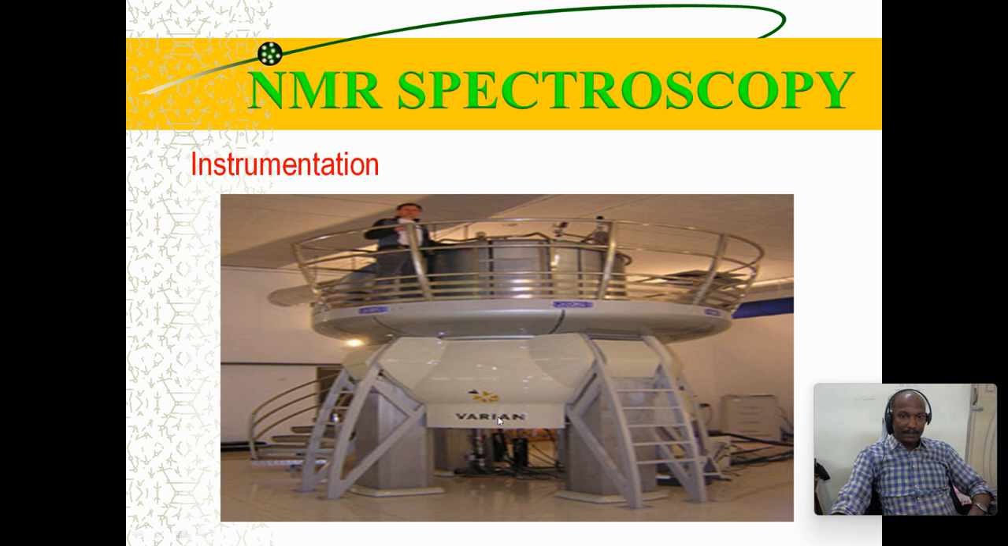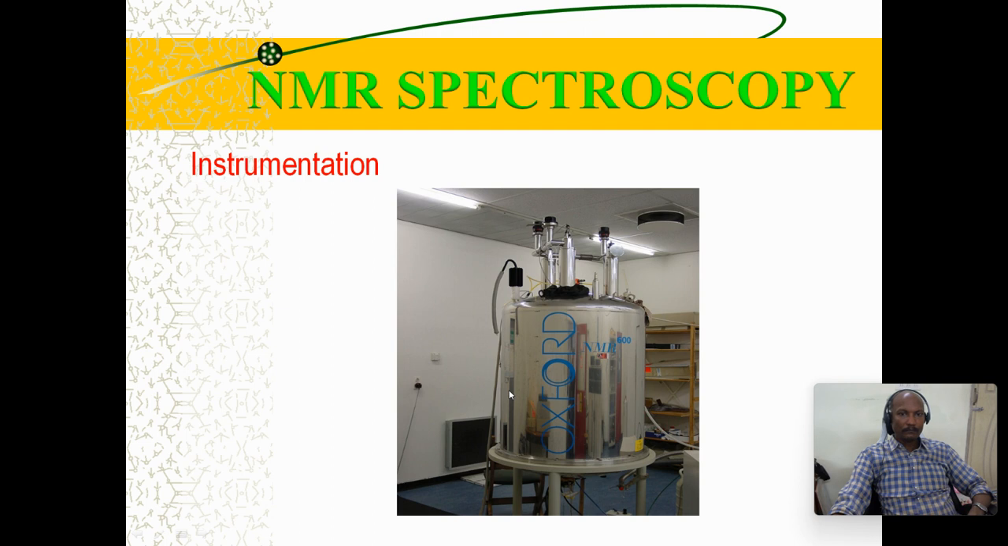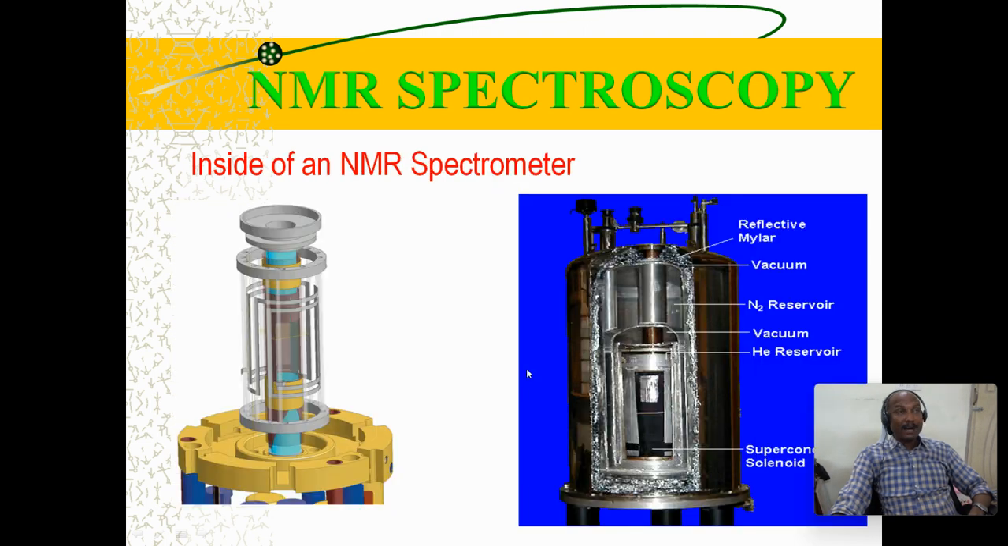The manufacturer of this particular instrument is Varian. It is one of the laboratory model NMR spectrophotometers. And inside of the NMR spectrophotometer, how it appears can be observed here. Inside, there are so many components. All of these can be observed here. This is the inside portion of the NMR spectrometer.